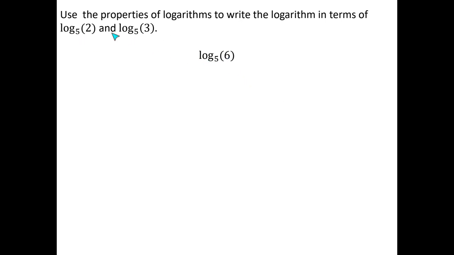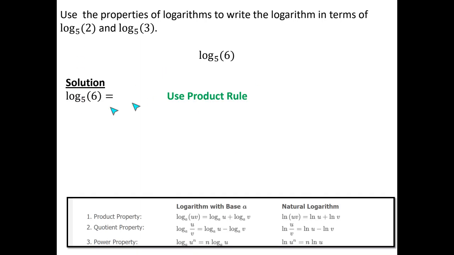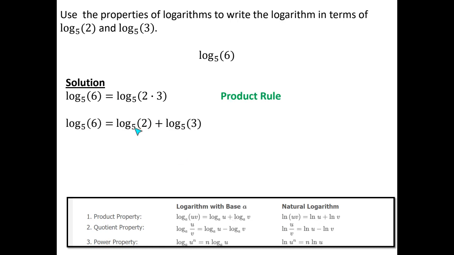And so here, what we're going to get is we can use the product rule. So we have log base 5 of 6, and the 6 can be broken down as 2 times 3. And since we're multiplying, the product rule tells us that we can separate it as addition. And so we're going to end up with log base 5 of 2 plus log base 5 of 3.